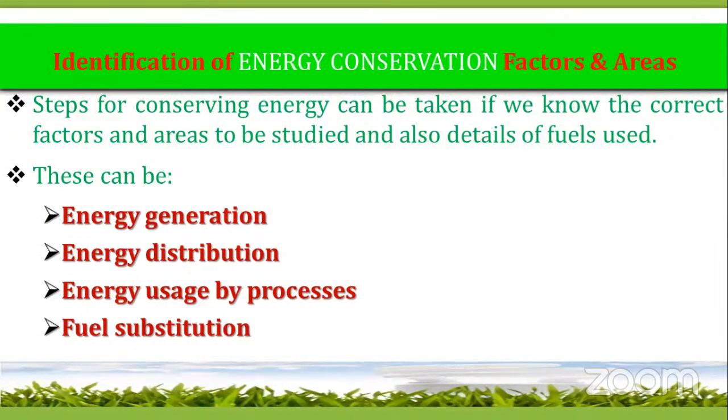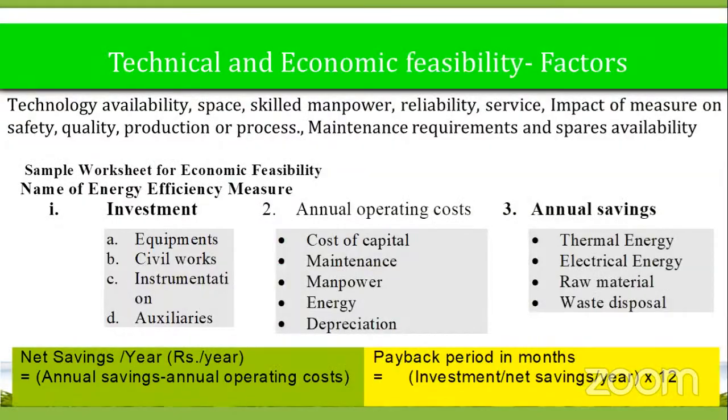Steps for conserving energy can be taken if we know the correct factors and areas to be studied, and also details of the fuels used. This is very important in identifying where we can conserve energy. So the factors and areas to be identified are: energy generation, energy distribution, energy usage by process, and fuel substitution. Whether we can use CNG instead of oil means there is an opportunity for changeover. That is the governing factor. Depending on the specific gravity or the chemical composition, we can change it. We need to understand each and everything in this area, so we know where we can make the changeover.